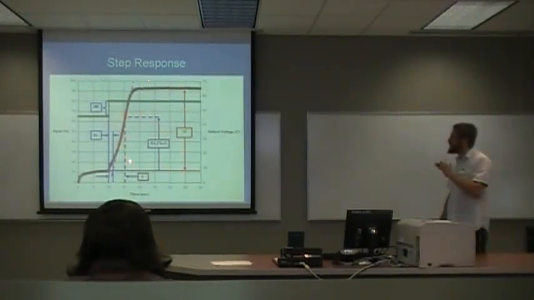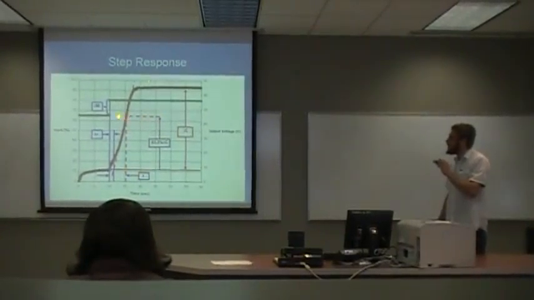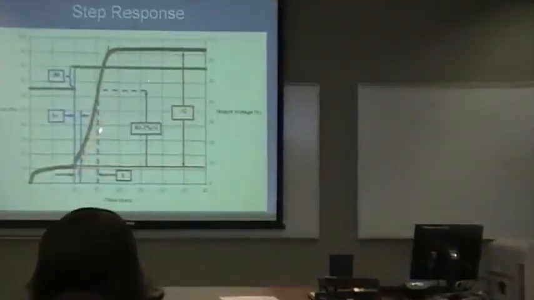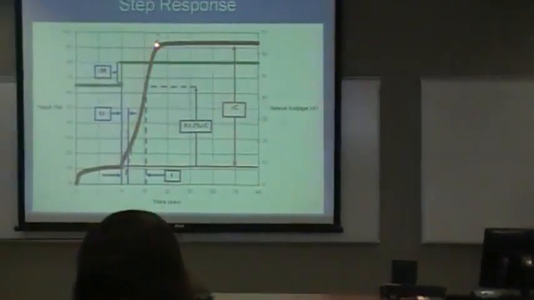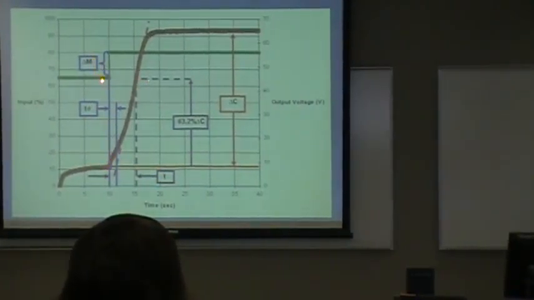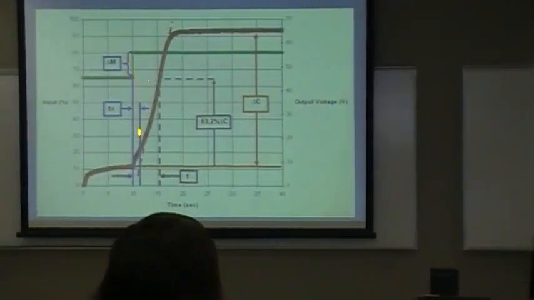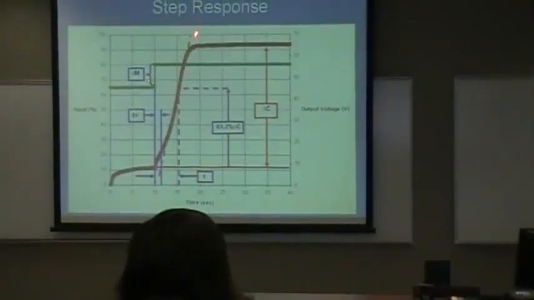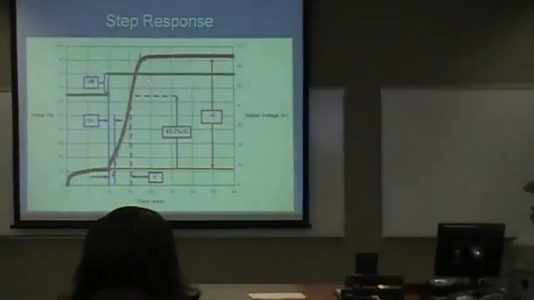Took 62% of that and drew a dotted line over to the steepest point and down. From there to where this dotted line crossed, there was a slope at the steepest point, would be our time constant. And then the dead time was from the time where we put the input in to where the dashed line that represents the slope at the steepest point is.